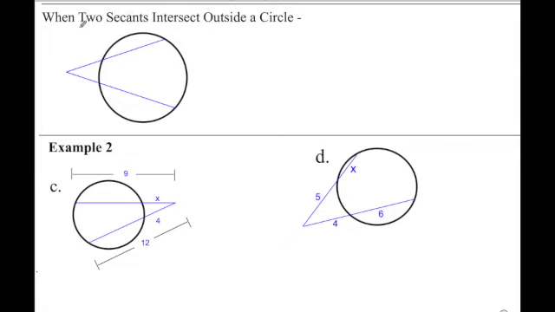The next situation is when two secants intersect outside a circle. So in this case, these have to intersect out here at an exterior point. That is where our vertex is. It's the intersection of the two lines. So same labeling. And now we're going to label one of the segments AO and the other segment IE. Just like before, we have secants AO and IE intersect at point V.